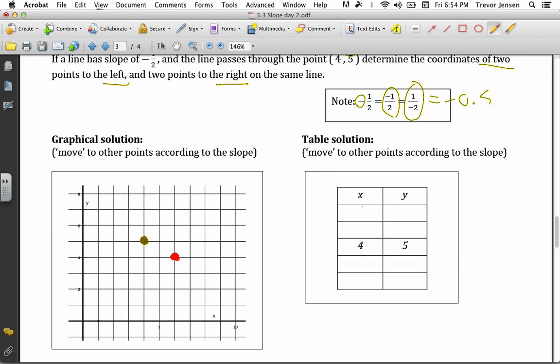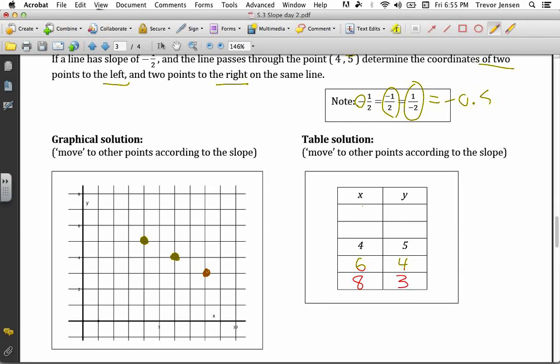So when x is 6, so it's a point to the right, y was 4. And then let's keep going to the right, so I'll use the same slope, so go down 1 again, and then right 2. The coordinates of this point are (8, 3). So I'll put those in my table of values.